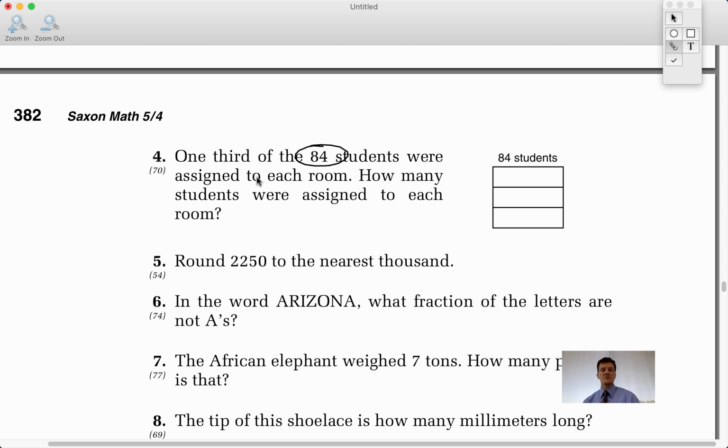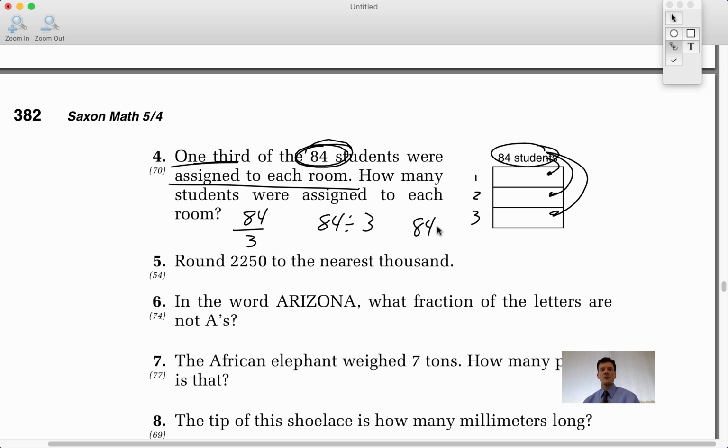Okay, 84 students are assigned to each room. Oh, sorry, you have 84 students total. A third are assigned to each room. So you've got 3 rooms, room 1, room 2, room 3. 84 students, and you want a third of them to go into each of these rooms. So you want to divide the 84 students equally into 3 rooms, meaning you're going to divide them into thirds or divide them by 3. So you're going to take 84 and divide by 3. Or the same thing, 84 times 1/3. All of those mean the same right there.